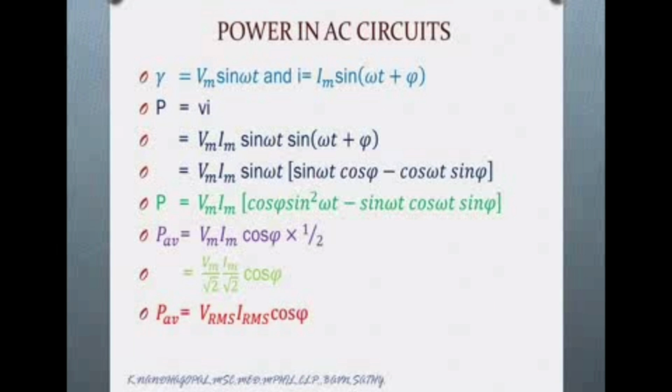Here Vrms into Irms is called apparent power, and cos phi is called power factor because that is depending on the phi value. So it's called power factor, that's cos phi. So in a special case, when it is a purely resistive circuit, P average, that is power average, equal to Vrms into Irms. Cos phi becomes 1 for a resistive circuit.